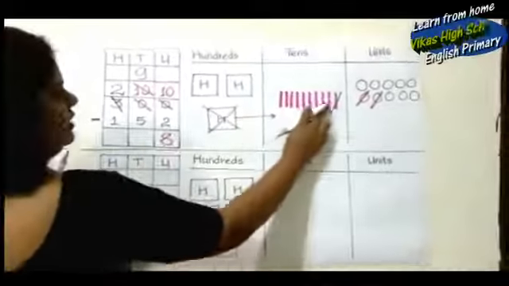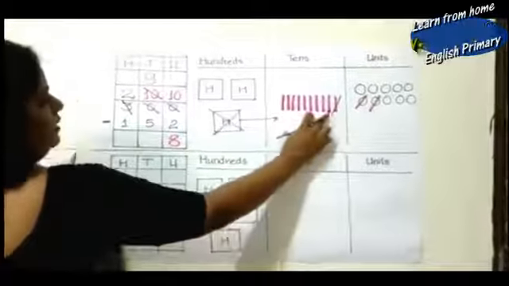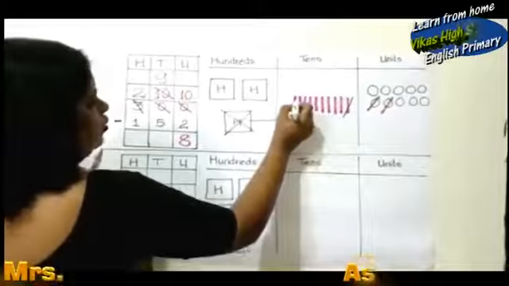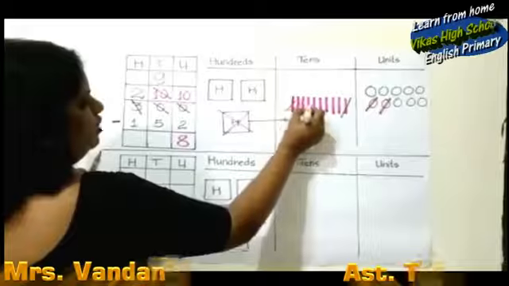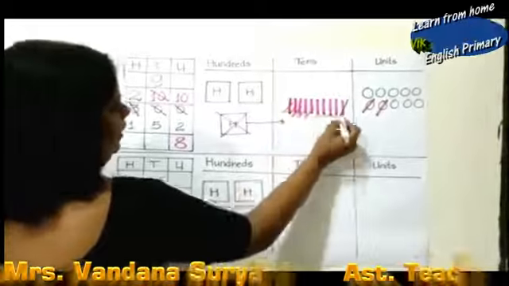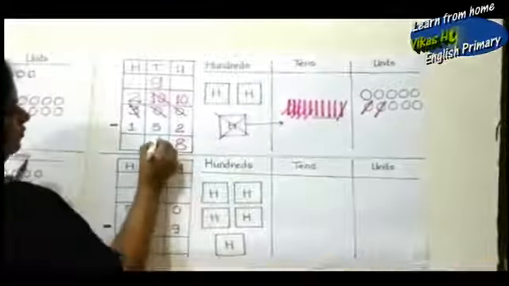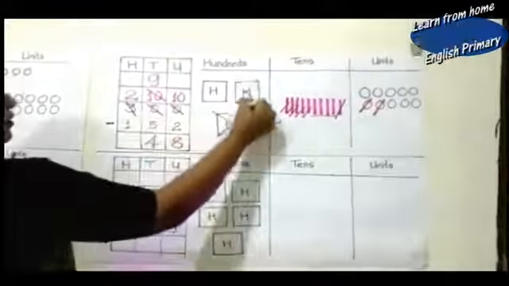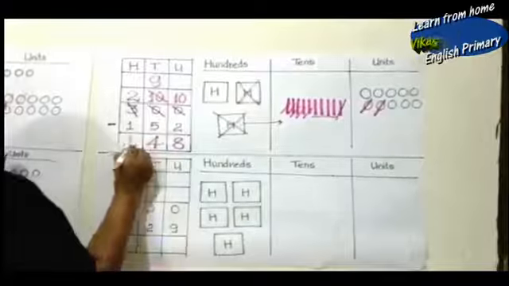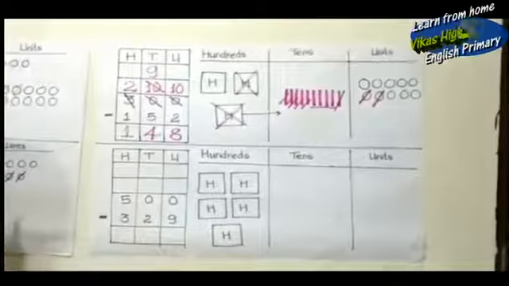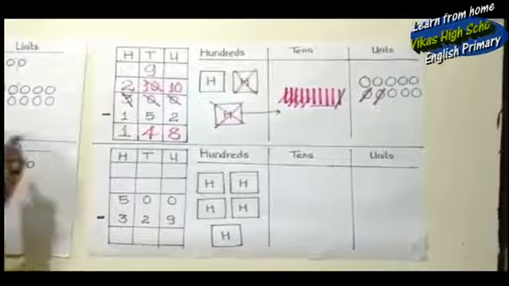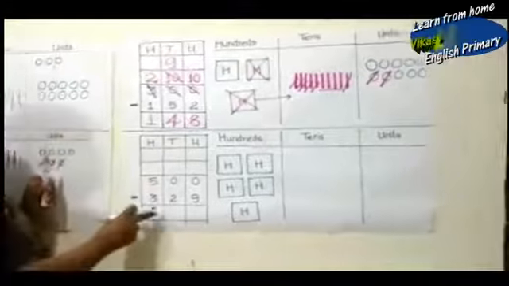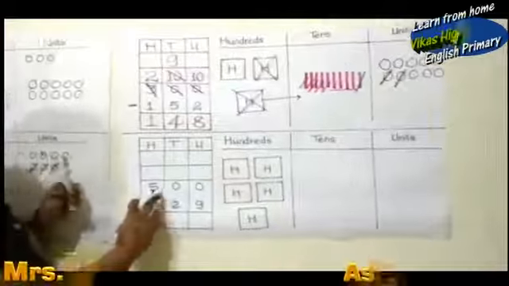From this 9 tens, we have to cancel 5 tens. So, 1, 2, 3, 4, 5. So, how many remain? 4. And from these 200s, we have to minus 100. So, it gives us 100. So, the answer to 300 minus 152 gives us 148. Now, let us move on to the next example.